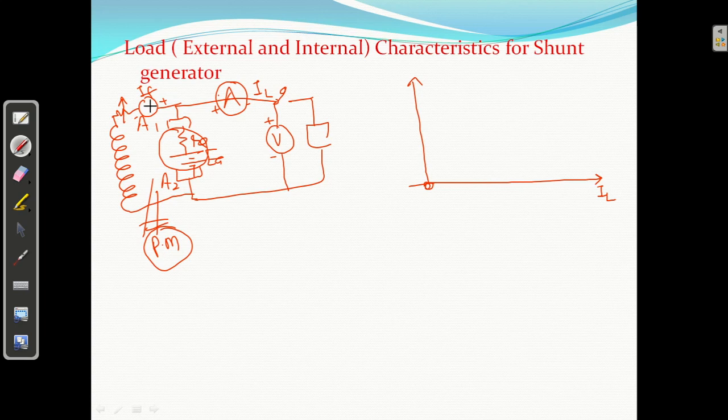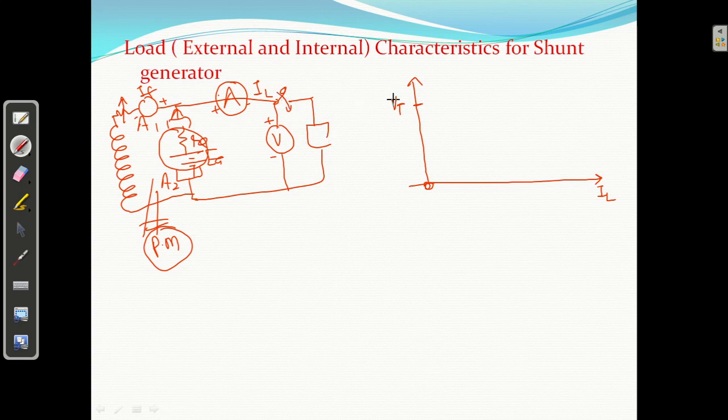And till when will we adjust? Until the voltage at no load gives the rated voltage. Suppose the rated voltage is 230, so 230, okay, VT. So the rated voltage is given at no load. Clear? Note down IF and IL. If you know IF and IL, you will get IA. You know IA. Clear? And just close the switch.